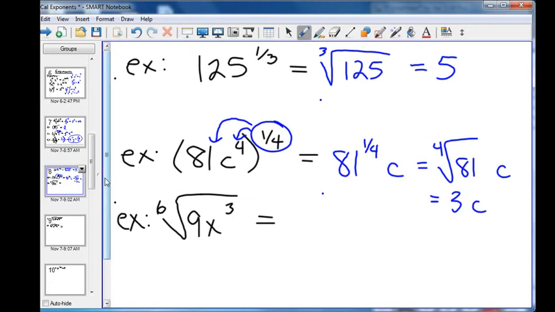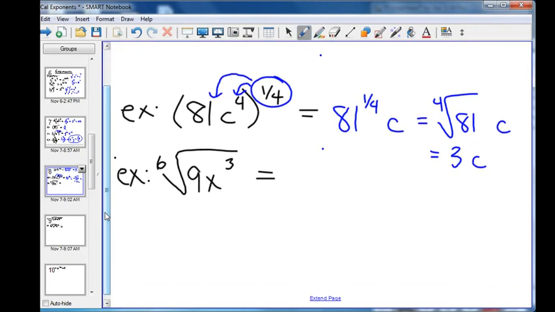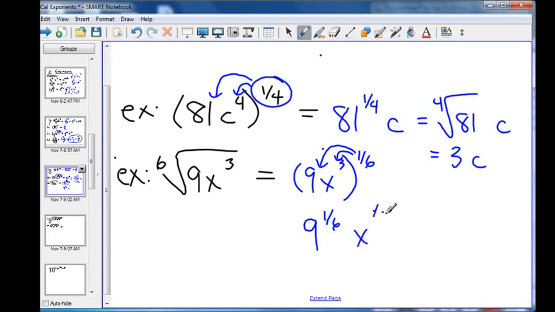Now for this last one, the 6th root of 9x cubed, I can rewrite the 6th root as an exponent of 1/6. Now that needs to get applied to both the 9 and the x. So we get 9 to the 1/6, and then 1/6 times 3 is 1/2. So x to the 1/2. You can plug the 9 to the 1/6 in the calculator to evaluate if you want to.